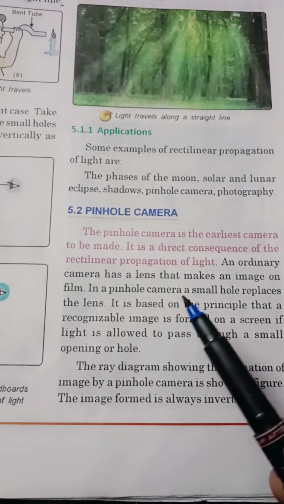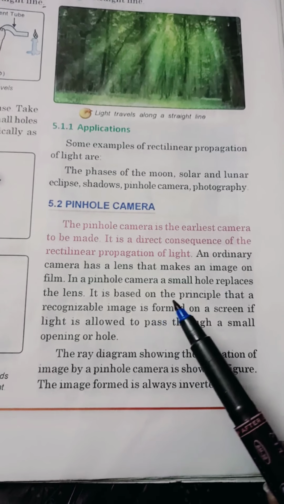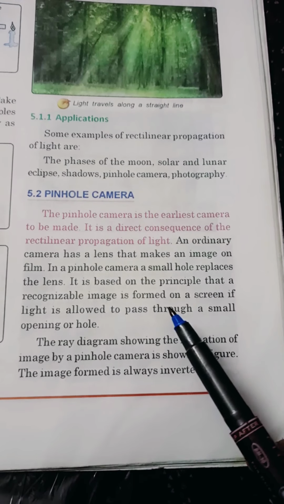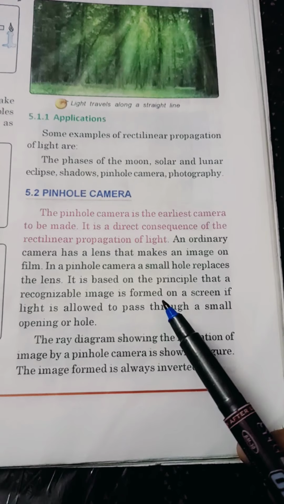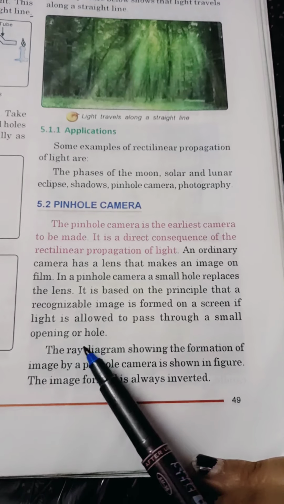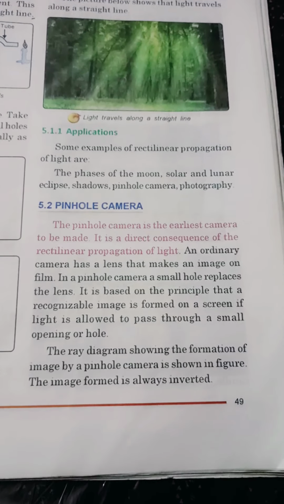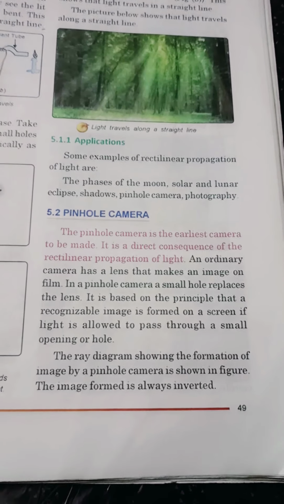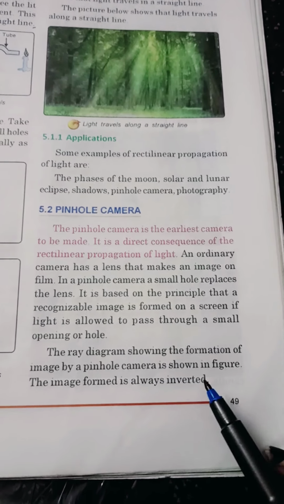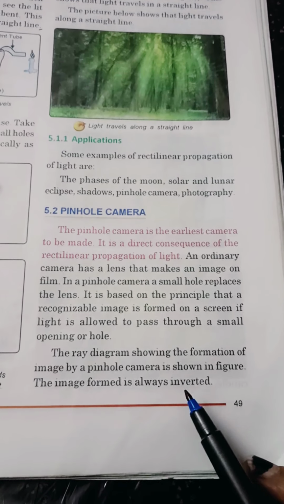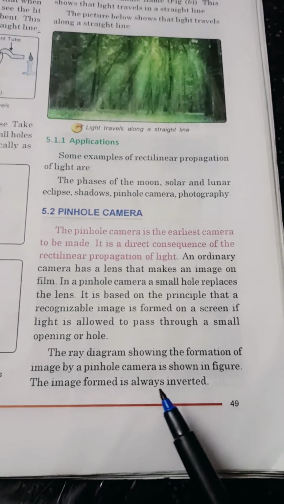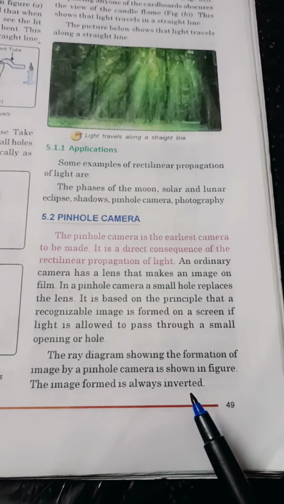So the principle that works in a pinhole camera is that the object whose image we need to form inside the camera is placed in front of the camera, and then if we allow the light to pass through the opening or hole, the image will be formed inside the camera also. The ray diagram showing the formation of image by a pinhole camera is shown in the figure. The image formed is always inverted. It means whatever image will be formed in the pinhole camera will always be inverted, means opposite.